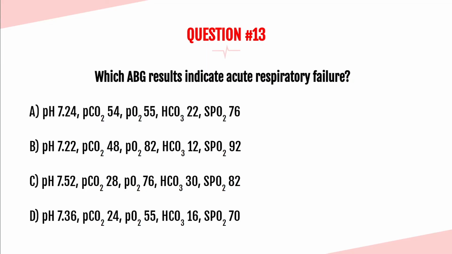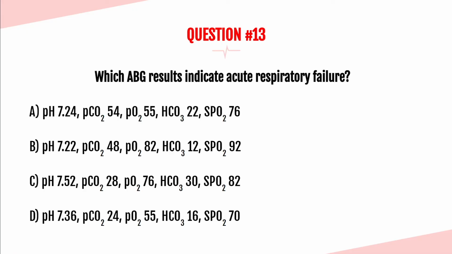All right, question number 13. Which ABG results indicate acute respiratory failure? A, a pH of 7.24, PCO2 of 54, PO2 of 55, bicarb of 22, and SpO2 of 76.